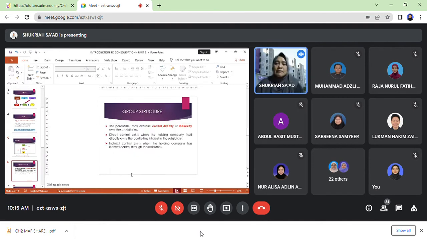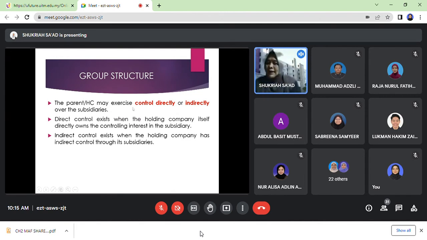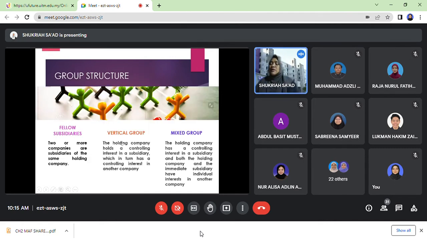Okay. Then we go to group structure. This is just for your information. I highlight once more: a holding company may control a subsidiary directly or indirectly, as we discussed earlier. The holding company controls B directly, B controls C directly, but A controls C indirectly. So this is the explanation for direct and indirect control that you can read on your own.